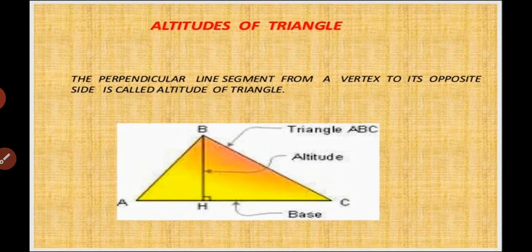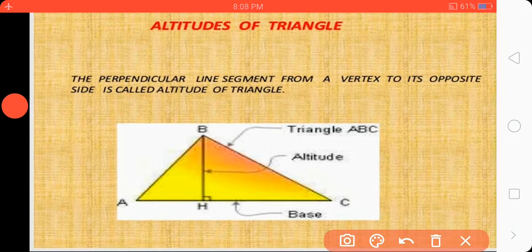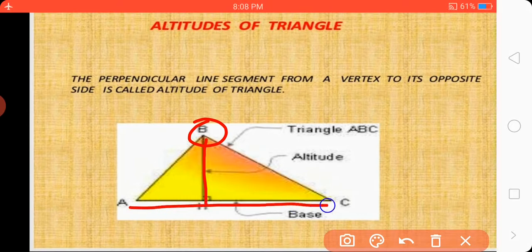Next, altitude. Altitude or height of a triangle. From the vertex B, if we draw a perpendicular to the base AC, then we get an altitude or height of the triangle. There are three altitudes of a triangle. Remember, an altitude may be inside or outside of the triangle.